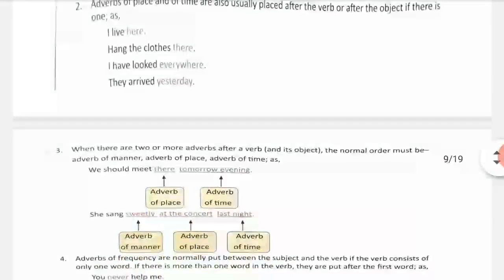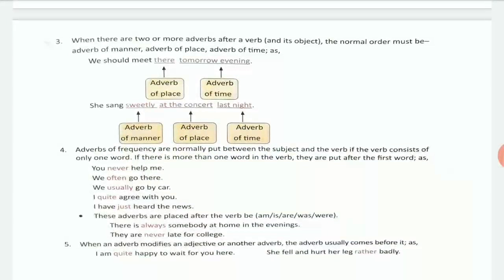The third rule says that when there are two or more adverbs after a verb and its object, the order that needs to be followed is adverb of manner, adverb of place, and adverb of time. So when there is more than one adverb in a sentence, the order should be adverb of manner, adverb of place, and adverb of time.